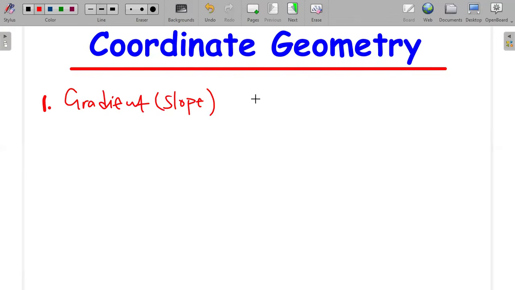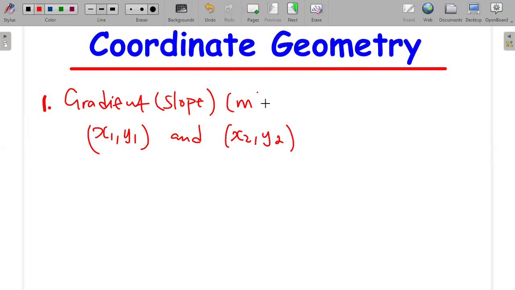So the gradient of a line through a point, let's say x1, y1, and another point, let's say x2, y2. If you want to find the gradient between these 2 points, this gradient is represented by a small letter m. You just say m is equal to y2 minus y1 divided by x2 minus x1. So you're looking at the change in height over the change in length.